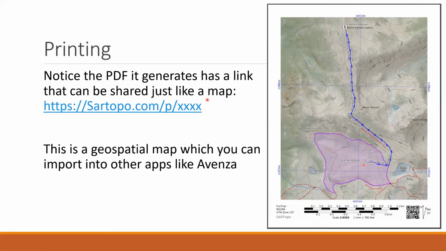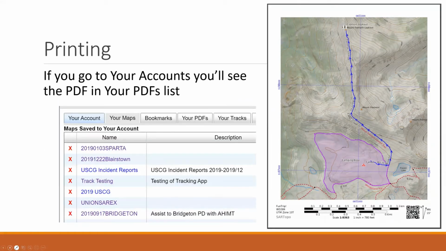As I mentioned before, it's not technically printing it, it's just saving a PDF, but you have access to it online with its own separate four-digit code at the end that you can share with other people as well. And this is where you'll find it.